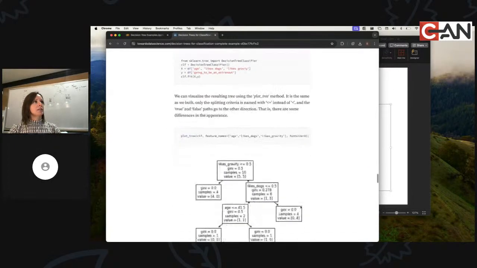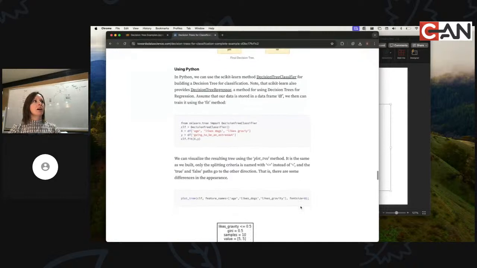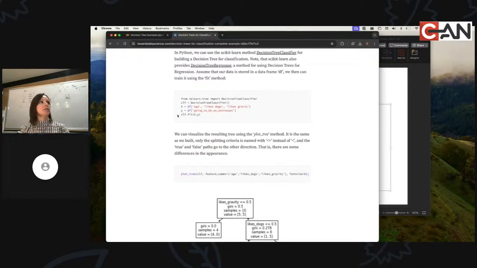Okay. There is an implementation here in Python that shows you how to do this. This is, of course, very similar to all of the other models that you guys have built. So we're making our classifier here. In this case, you're going to call decision tree classifier, which we've imported from sklearn. We have our X variables here, which we're going to pass age, likes dogs, and likes gravity, which are columns within our data frame. And we're going to set our Y target variable to be is an astronaut. You're going to call your .fit function. You're going to pass X. You're going to pass Y. And that is going to fit your model.